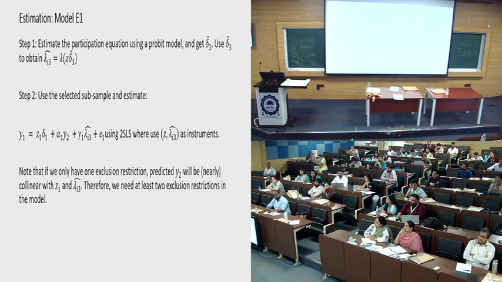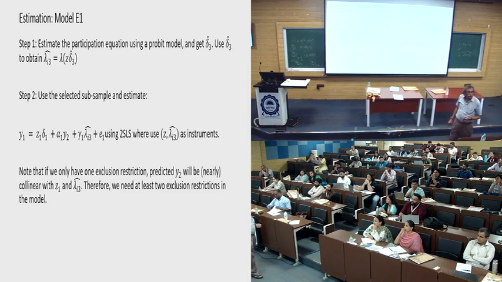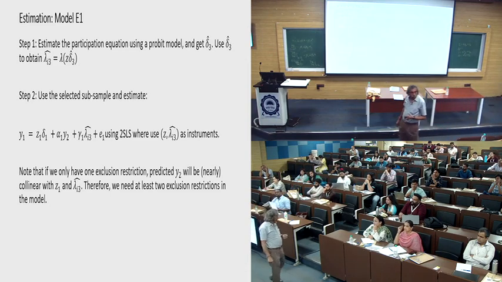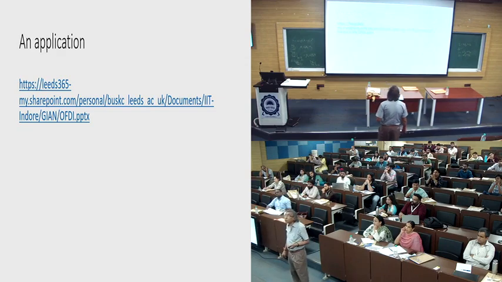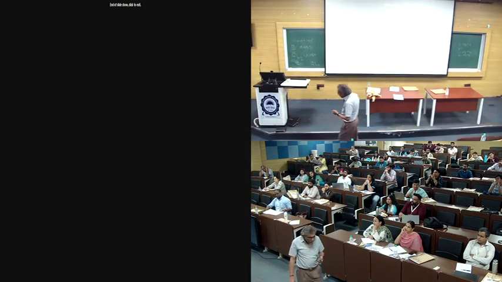Right? Clear? So recall the only difference here in step 2 from the previous case. In the previous case, I used OLS. Here, I use 2SLS. But in both cases, I use lambda hat as an added explanatory variable to take into account the sample selection problem. That's all I do. Okay. I'll come to that later.